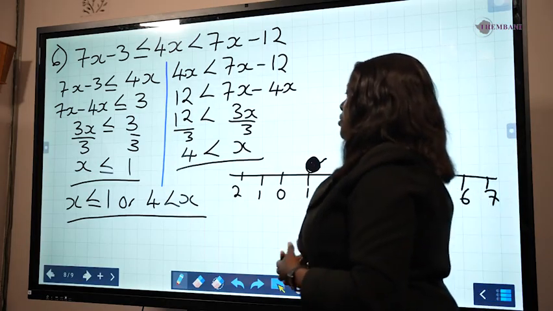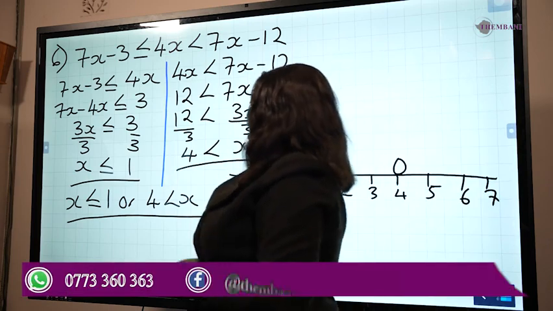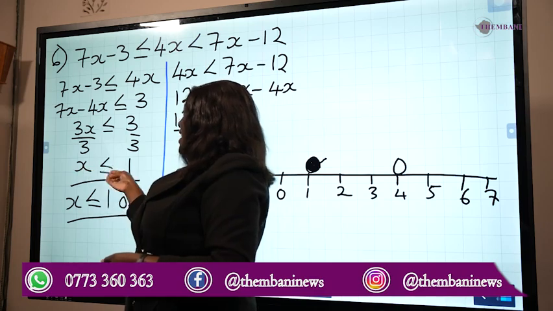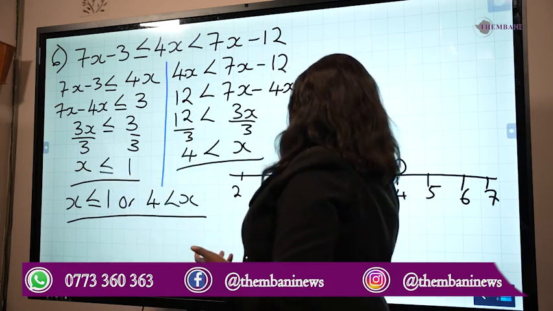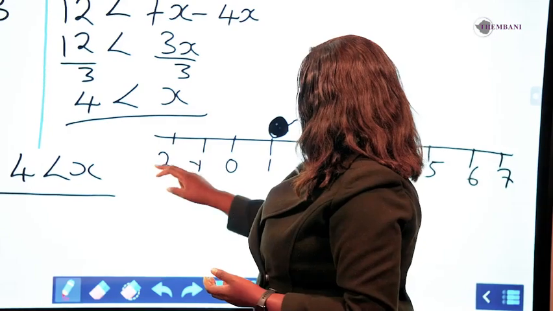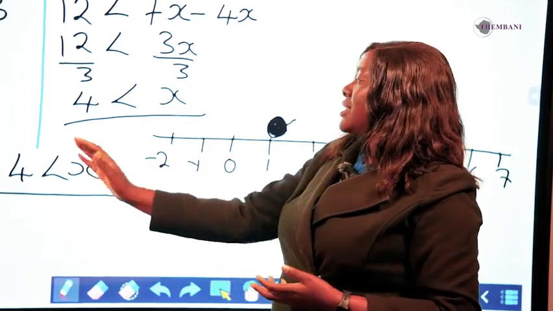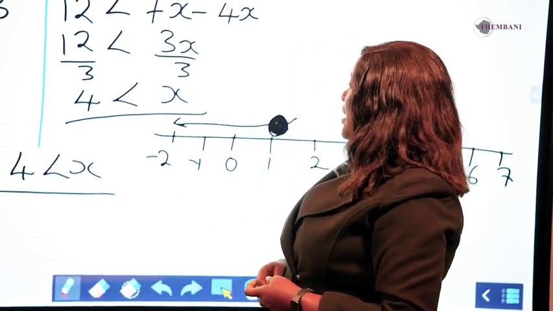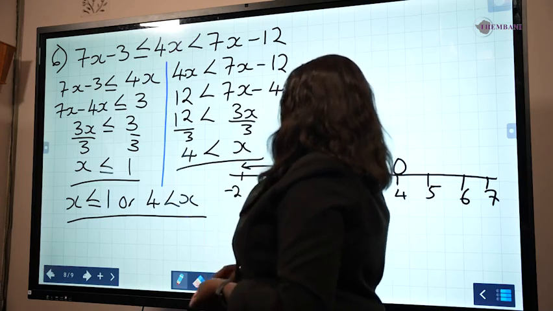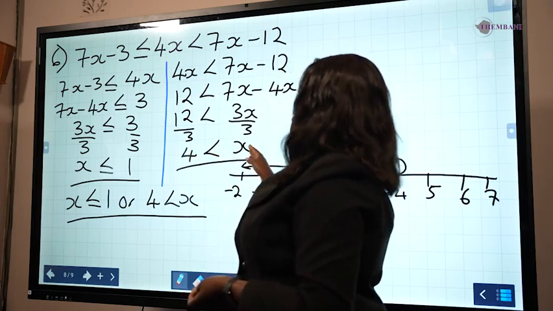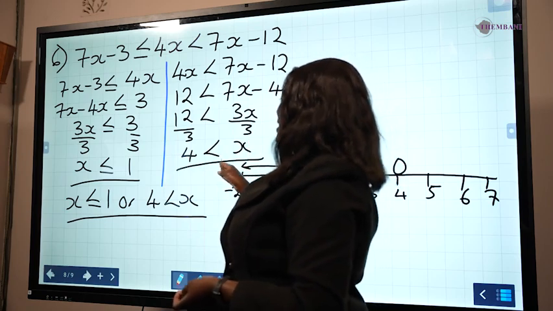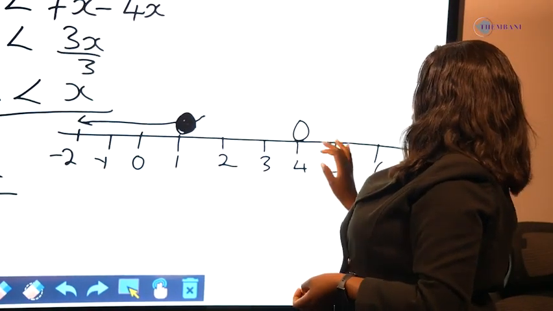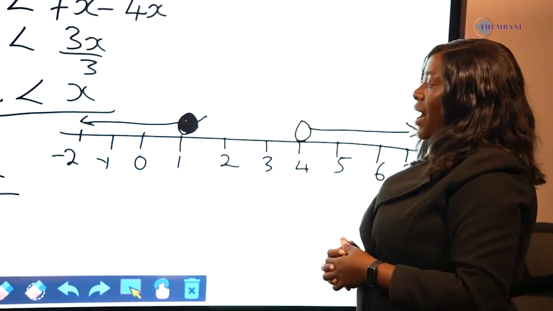Let's read the inequalities to see where our arrows are going. We are saying x is less than or equal to 1. So the values which are less than 1 are values in this direction. Then let's go on to the other inequality. We are saying 4 is less than x. So the values that we need are values which are greater than 4. Values which are greater than 4 are from 5, 6, 7 going in that direction. So we also put our arrow like that.